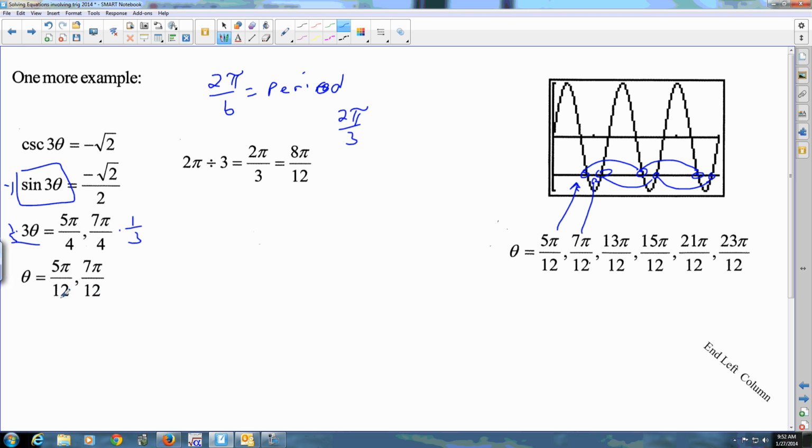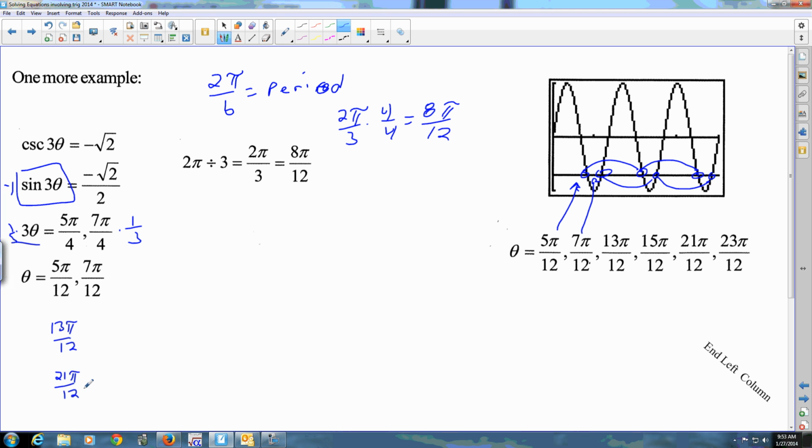I need to add that onto 12ths, so I need a common denominator. I multiply by 4 over 4 and get 8 pi over 12. I need to add 8 pi over 12 onto these. I usually do it vertically. I add 8 pi over 12, which gives me 13 pi over 12. I add 8 pi over 12 again, and I get 21 pi over 12.